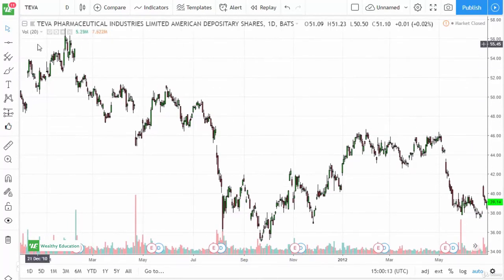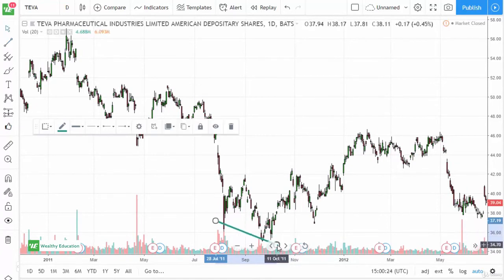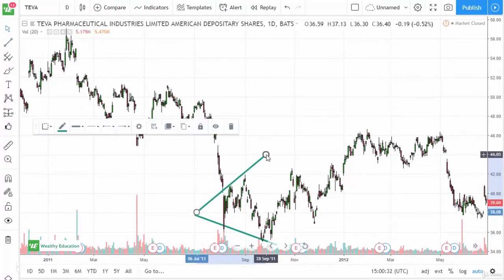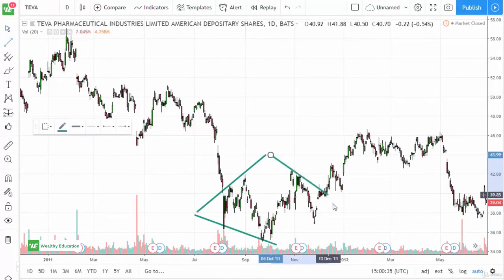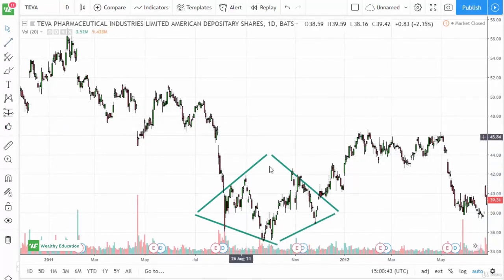Now here in Teva Pharmaceuticals, we have a bottom, and it's kind of sloppy, and you'll see this occasionally. I'll go ahead and extend this out just a little bit more. And there you go. It's a diamond bottom. What's happened is we've sold off, and then there's just a lot of indecision, and then we broke higher.